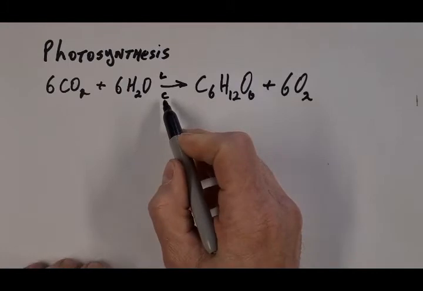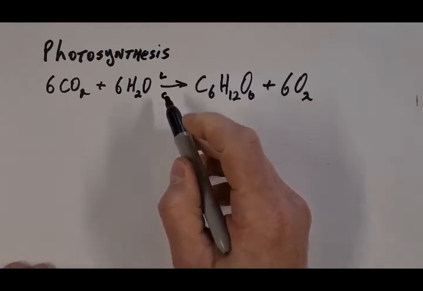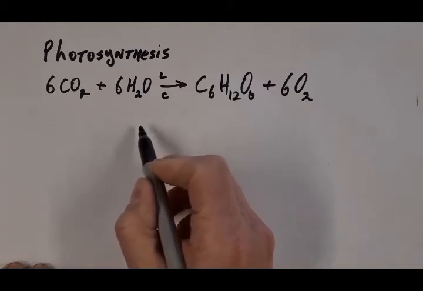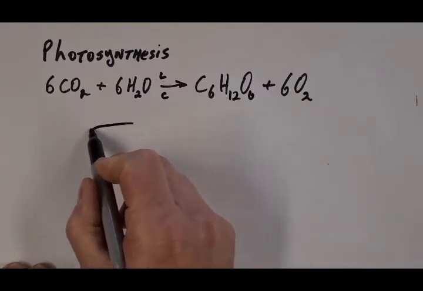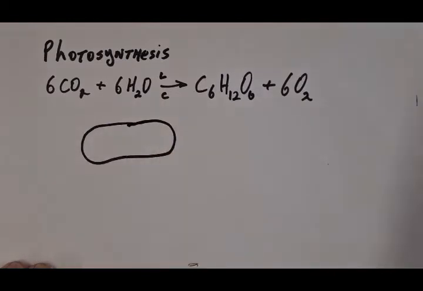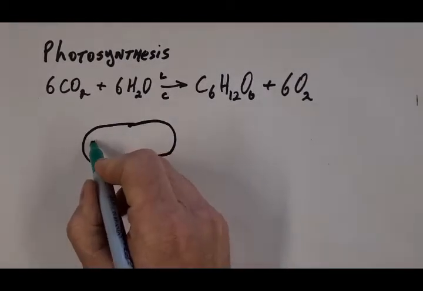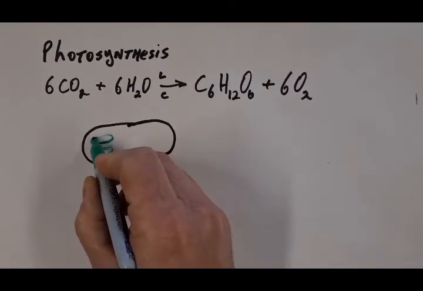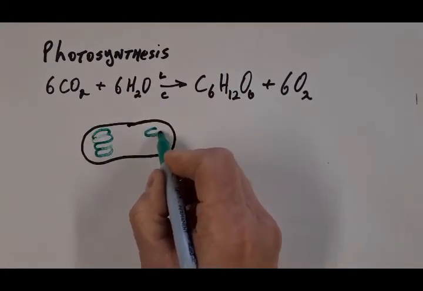Now let's look at where the chlorophyll is located. Chlorophyll is located inside structures called chloroplasts. Chloroplasts are found in plant cells. So you need to be able to draw a picture of a chloroplast. Inside the chloroplast there are structures called grana, and the grana contain the chlorophyll.